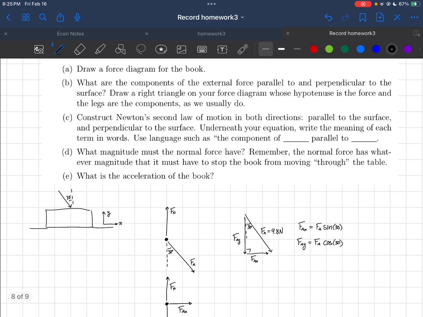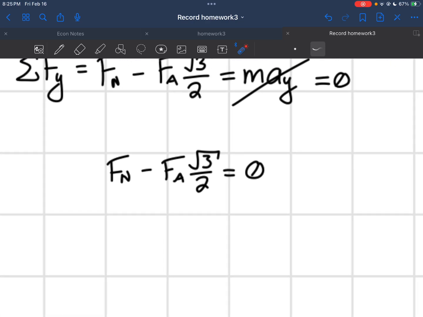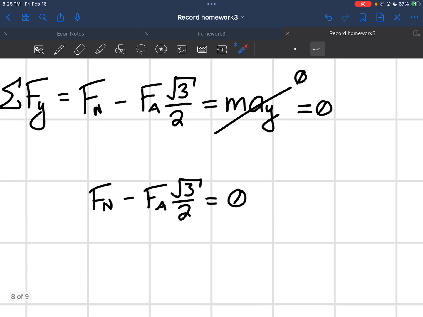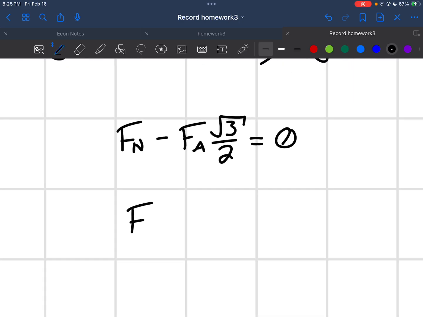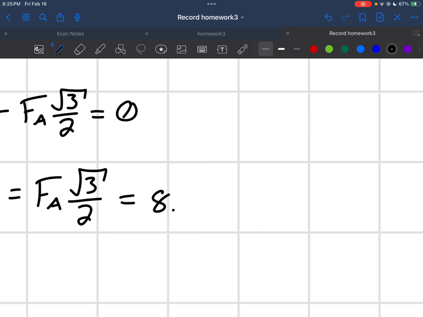So if I'm trying to solve for the magnitude of the normal force, and my book isn't moving through the table and it's not jumping up off the table, I can get that my normal force will be Fa times root 3 over 2, and Fa was just 9.8, so that's going to come out to about 8.487 newtons.